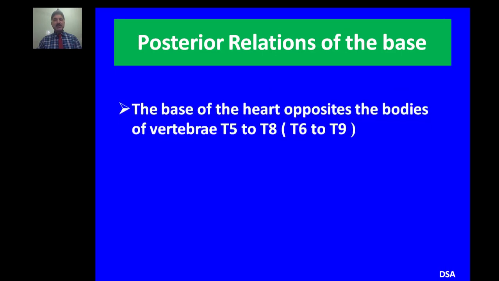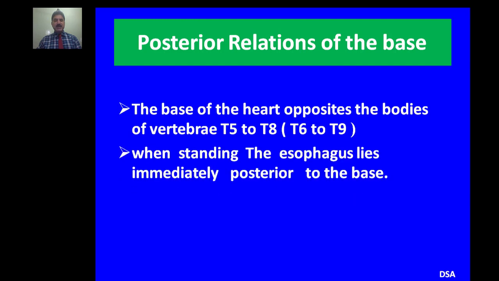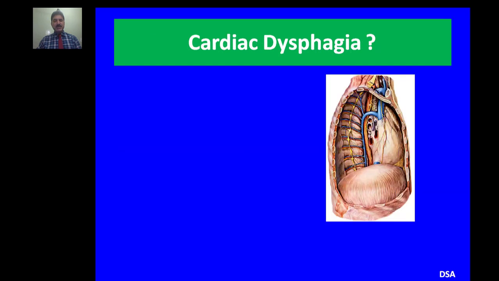What are posterior relations of the base of the heart? The posterior relations of the base of the heart are very important clinically. The base of the heart opposes the bodies of the vertebrae T5 to T8. When standing, the esophagus lies immediately posterior to the base. What is cardiac dysphagia? This is also called dysphagia megalentensis.